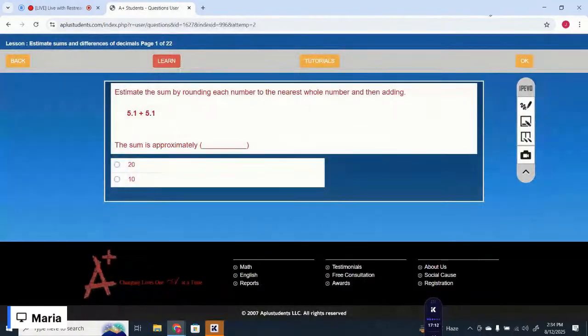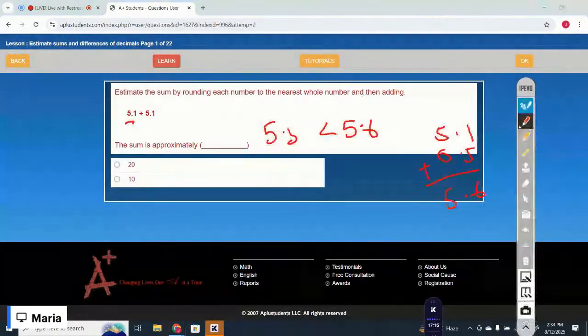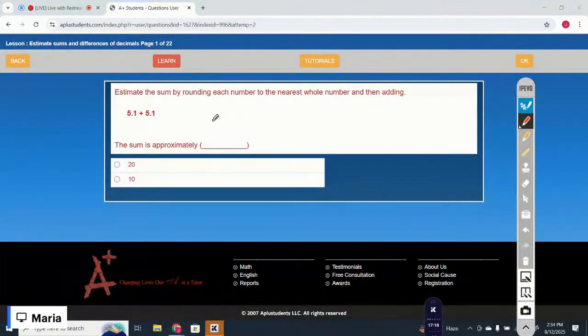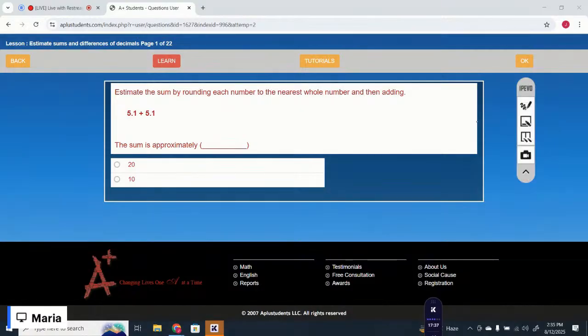Estimate the sum by rounding each number to the nearest whole number and then adding. So we need to round 5.1 and 5.1, right? 5.1 is rounded to 5 and another 5.1 is rounded to 5. So 5 plus 5 is 10. Option number 2 is the correct option.